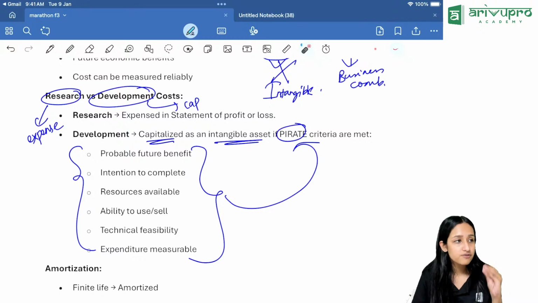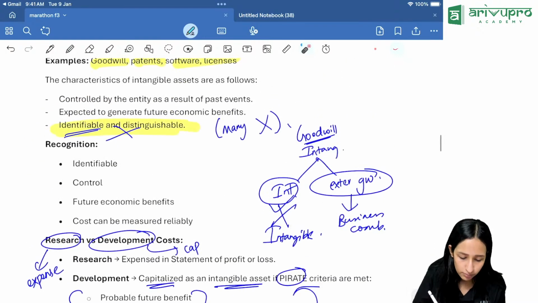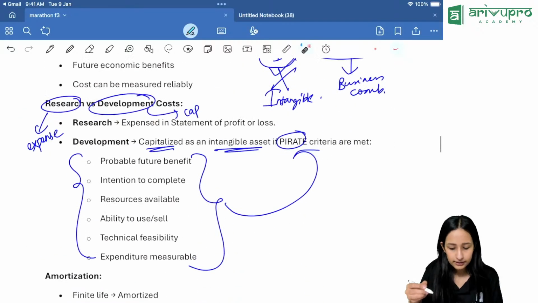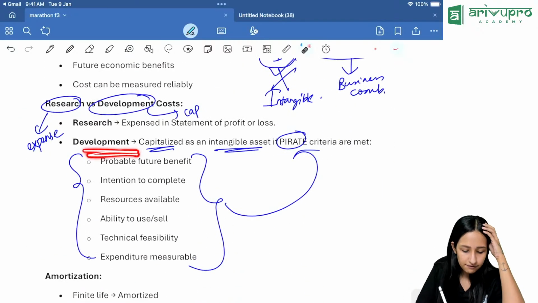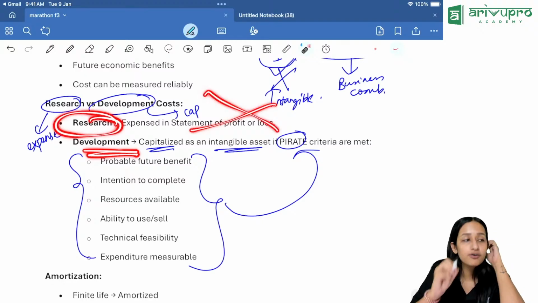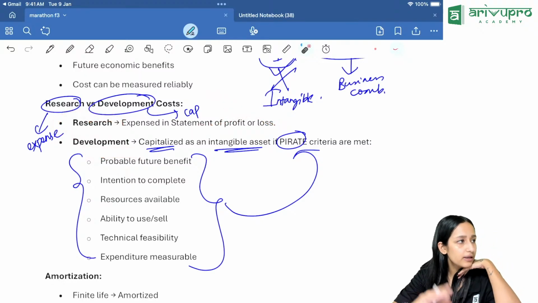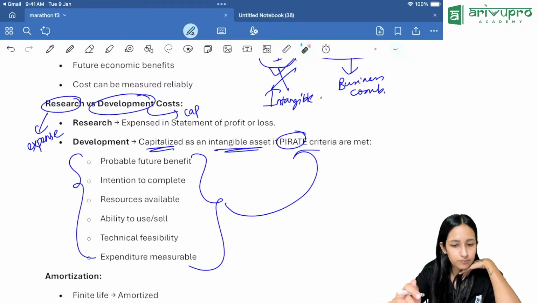If the criteria is followed, along with this normal rules are followed, that can be classified as an intangible asset, that is development. Research can never ever be classified as an intangible asset. We always expense it. Got it, guys?